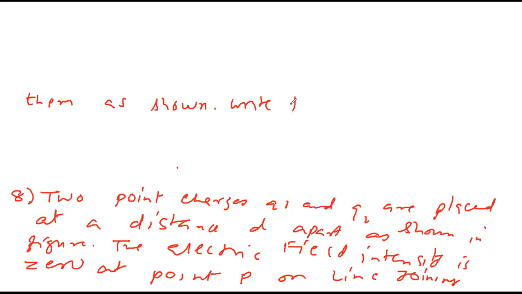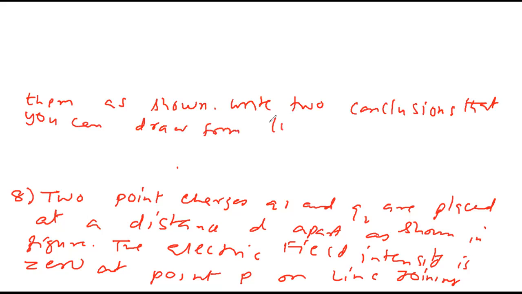Write two conclusions that you can draw from this. Charges Q1, Q2 separated by distance d. P is a point where electric field intensity is 0. Write two conclusions that you can draw from this. Can anybody tell anything regarding the nature of charge? Yes, Akshay?